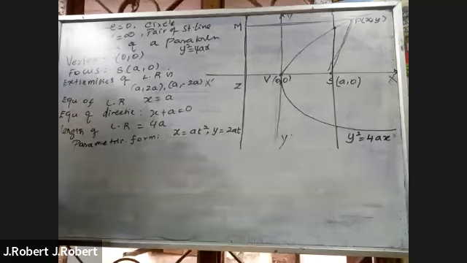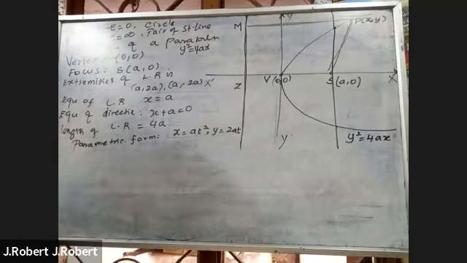Similarly, for a circle, x equals a cos theta and y equals a sin theta, where a is the radius, r cos theta or r sin theta. So you can note this parametric form. Okay, so these are some of the properties of the standard equation of a parabola y square equal to 4a. Please take down.